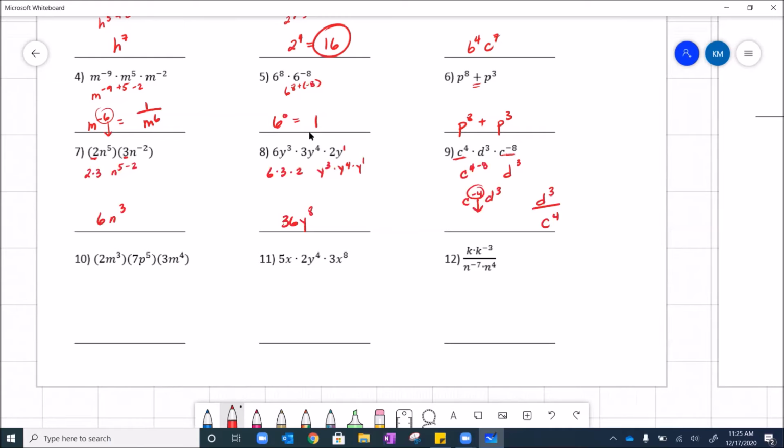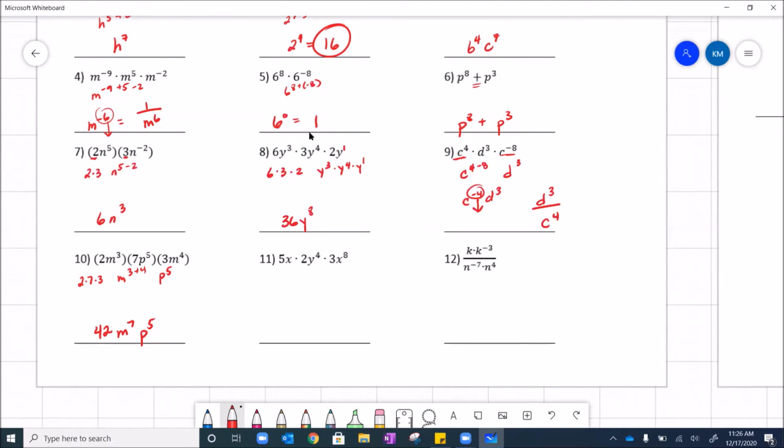Number 10, again, reorganizing this problem to make it easier. Put together, 2 times 7 is 14, times 3 is 42. M to the 7th, P to the 5th.